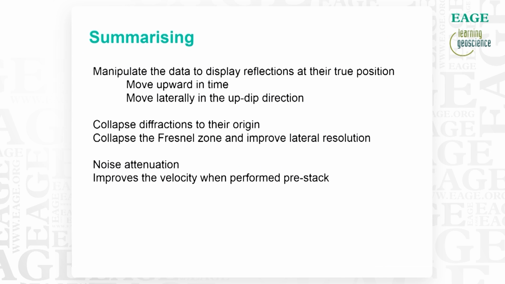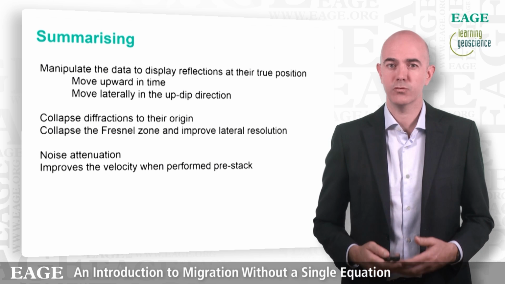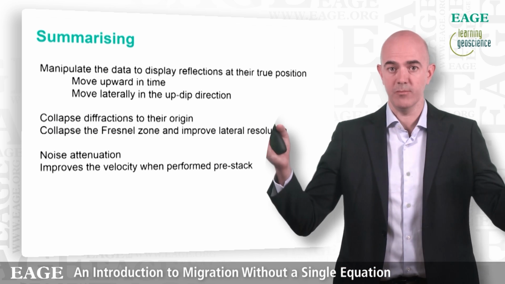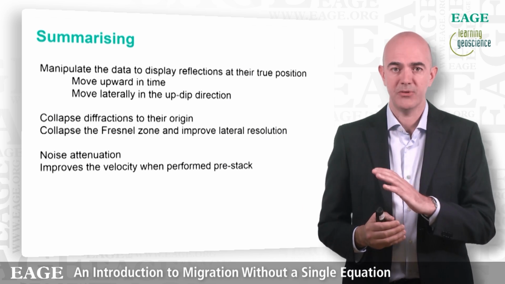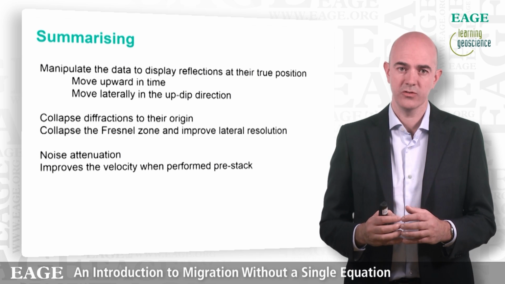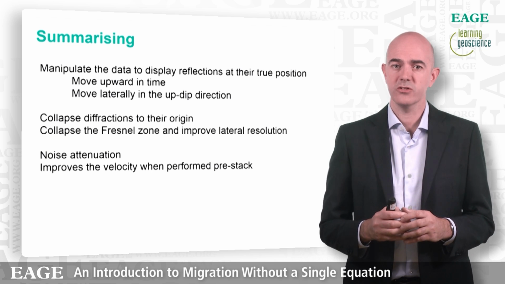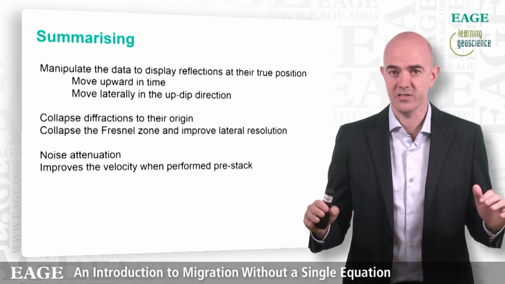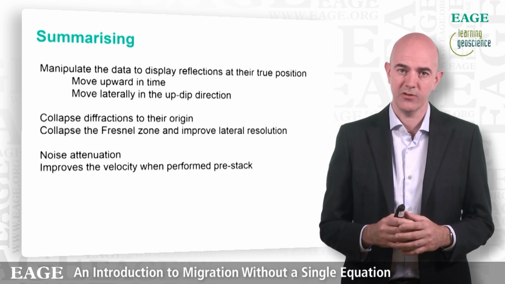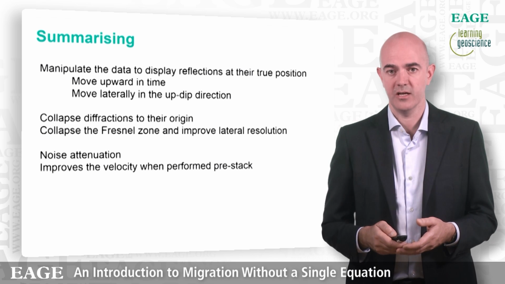Okay, summarizing what we saw so far, migration means manipulating the traces, manipulating the data to place reflected events at the true subsurface location. It will move events upward in time, because the migration operator will always move up, and it will move lateral events in the up-dip direction. It will also collapse diffractions to their point of origin, and it will collapse the Fresnel zone, improving the lateral resolution. Migration also acts as a noise attenuation step, because every migrated trace will be the sum of thousands of original traces. And it will improve the velocity analysis compared to a standard NMO, non-migrated data velocity analysis.